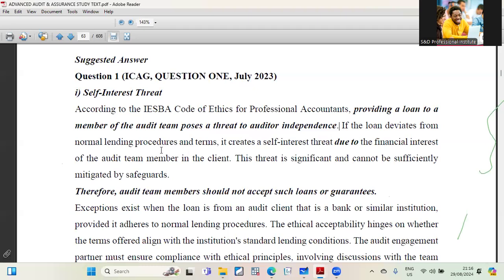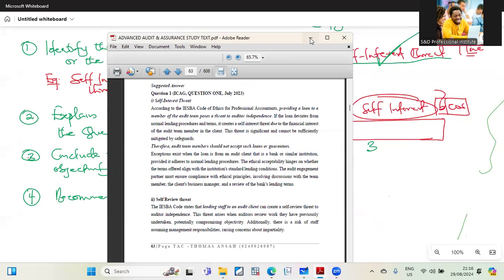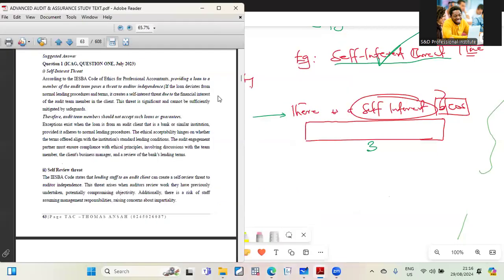So if the loan deviates from the normal, it creates a self-interest threat. Like we said, you can take the loan. It is not a threat when the loan is taken on a commercial rate basis, at an arm's length. This question never said it's an arm's length, but it gave you a clue that he will give it to him on a special something. You saw that? Yes.